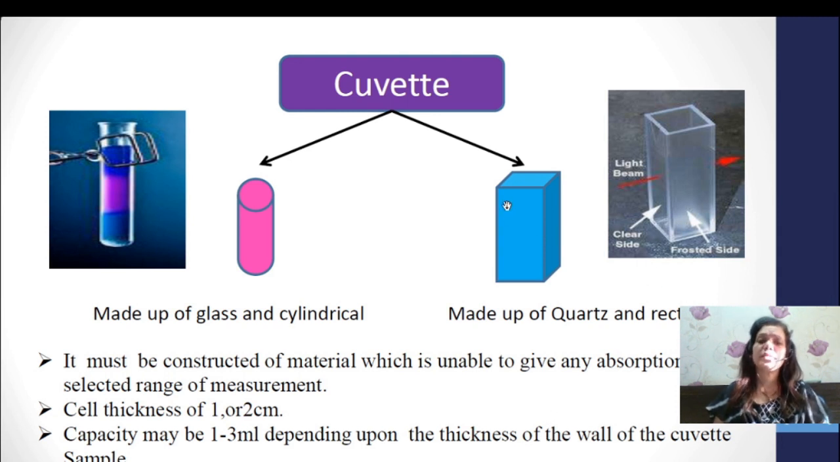This quartz cuvette, you can see the front surface is opaque, whereas this is transparent. So you have to put this cuvette in your double beam spectrophotometer in such a way that the opaque surface is in front of you and the beam of light passes through this transparent surface to obtain the reading.